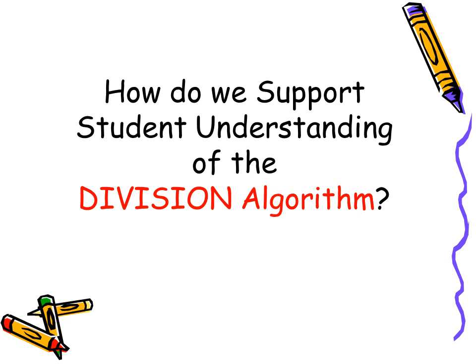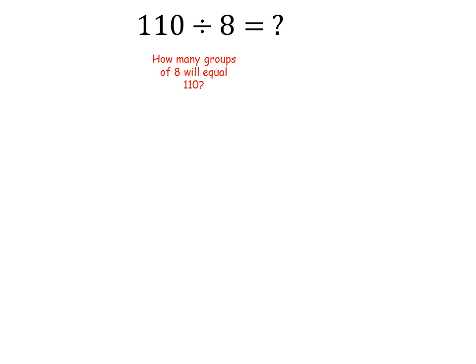So how do we support students' understanding of the division algorithm? I want to take a look at a couple strategies in developing the understanding, starting with mental math. For the equation 110 divided by 8 equals some unknown, I could mentally say, well, how many groups, because I know the relationship between 110 divided by 8 equals some unknown, I could say, oh, I want to measure out groups of 8. So how many groups of 8 will equal 110?